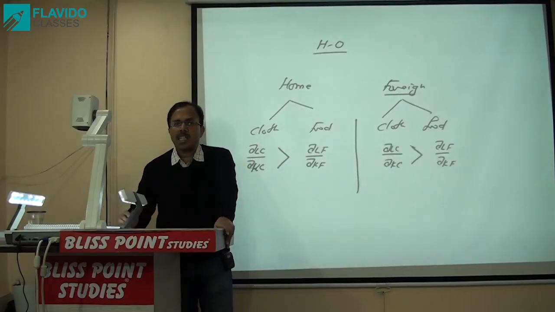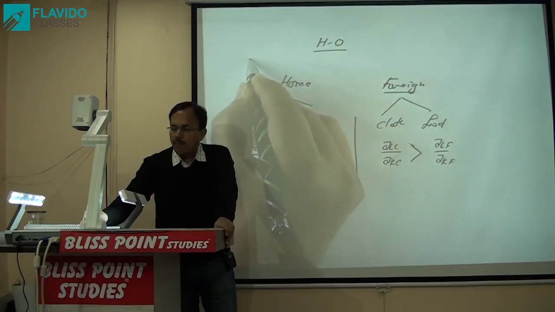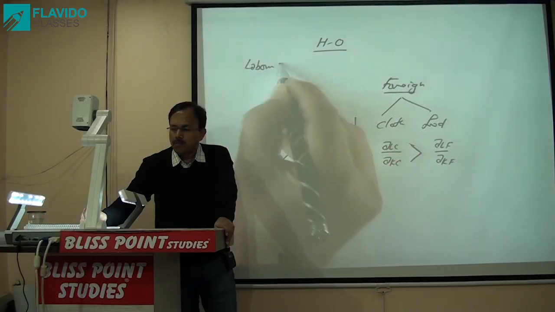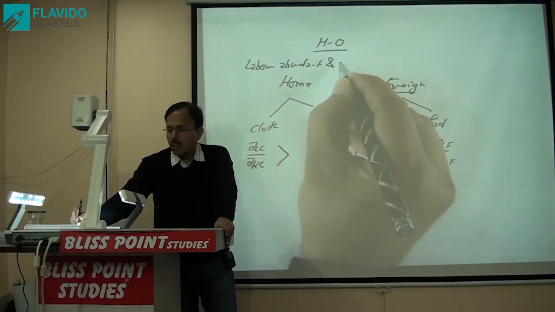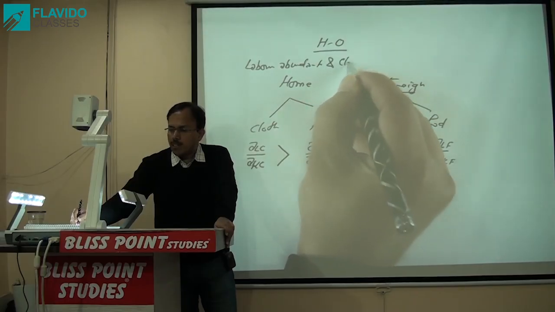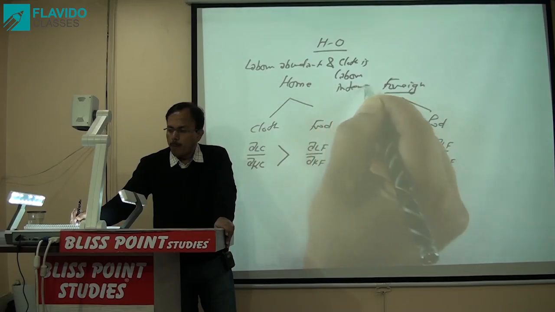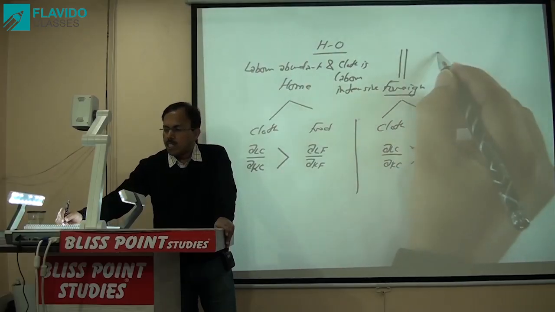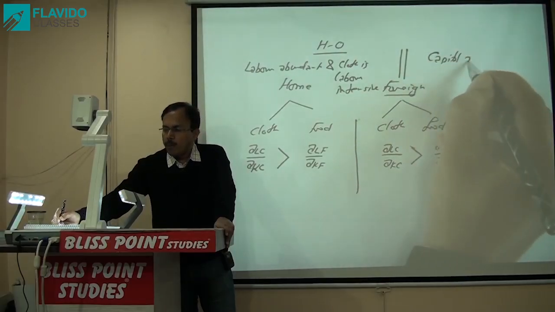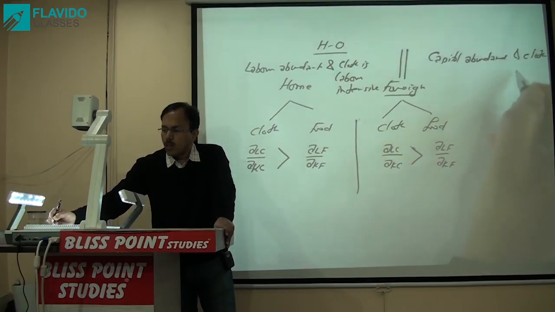But if factor intensity get reversed, then you can simply say that if home country is labor abundant and cloth is labor intensive, so after intensity reversal what will happen? Foreign country is capital abundant and cloth is capital intensive.